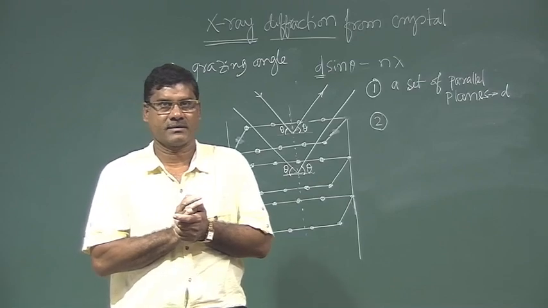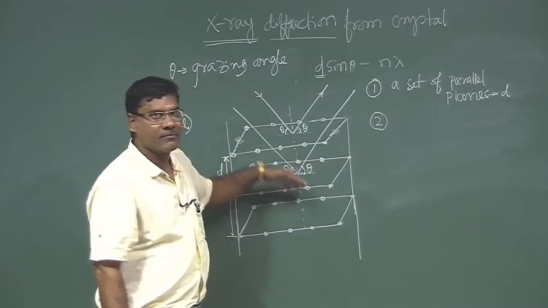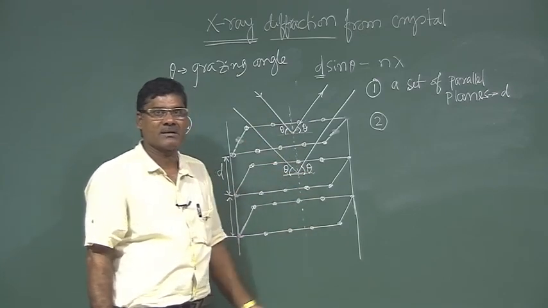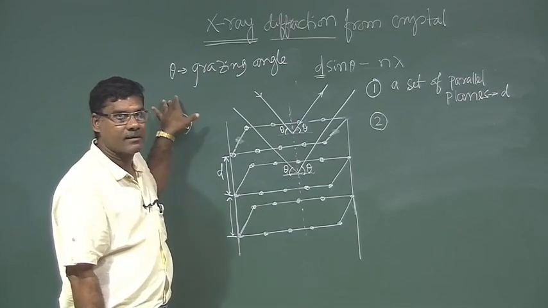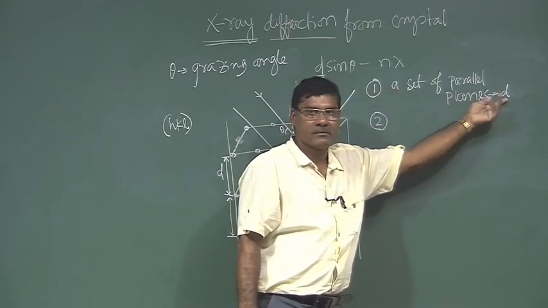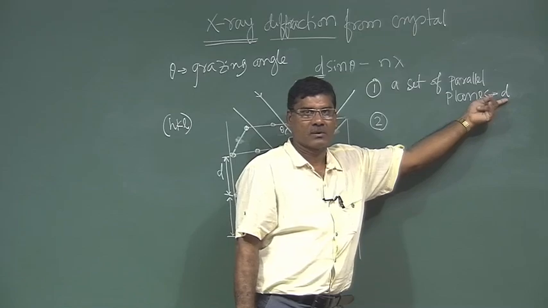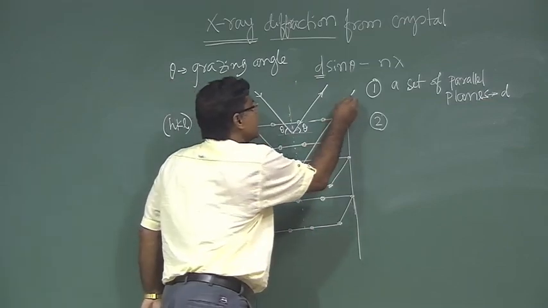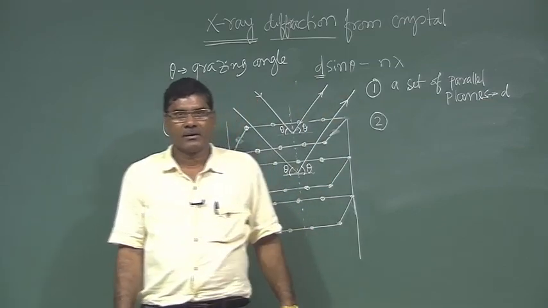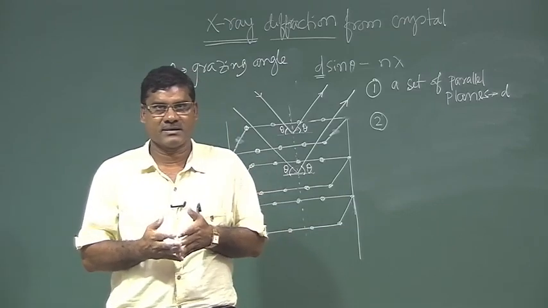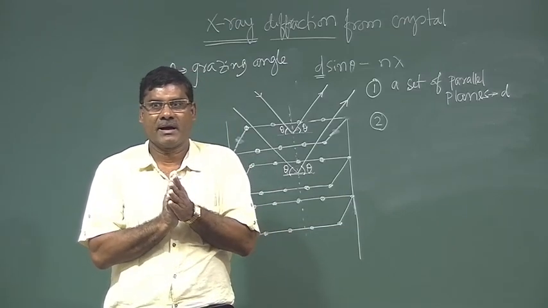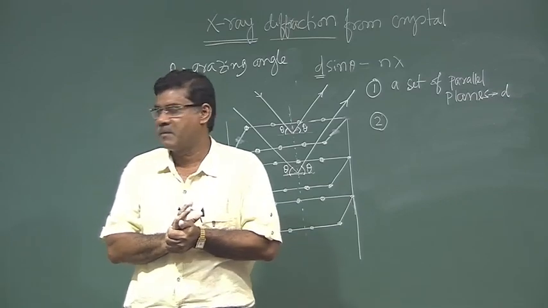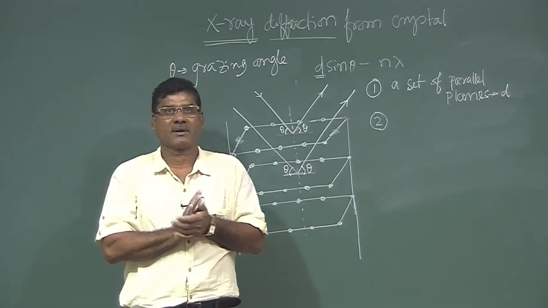So, when X-rays are falling, they will be reflected from a set of parallel planes having the same index, meaning the same lattice constant. Then these reflected rays will interfere constructively. There is no guarantee that when the rays interfere you will get constructive interference; there may be destructive interference. It depends on what? It depends on the path difference or phase difference.